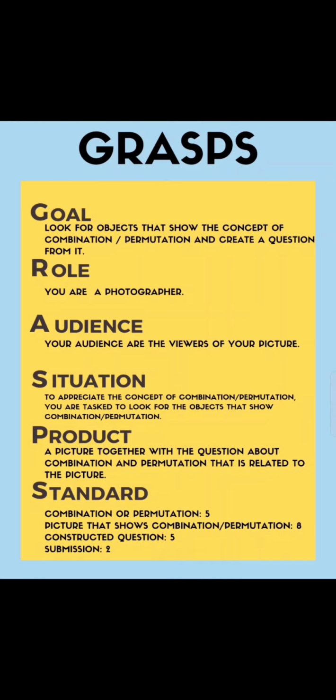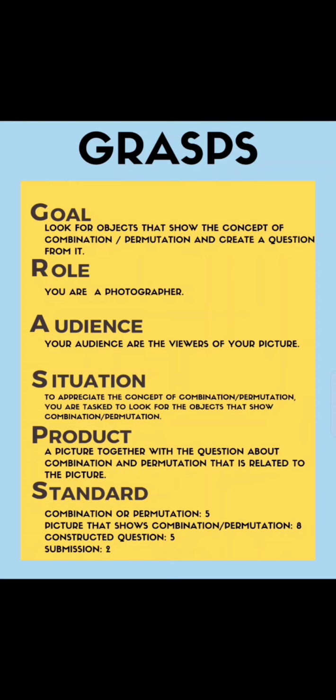So it is just the same as our previous PT about sequence, wherein you are asked to look for an object that shows sequence and then you have to create a question about the object you've taken. So it's just the same, no? So you have to look for an object around your house that shows permutation and combination. Then after identifying it as permutation or combination, you have to construct your own question about the object.